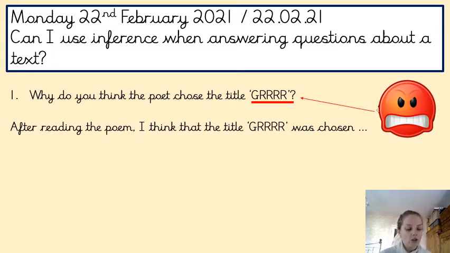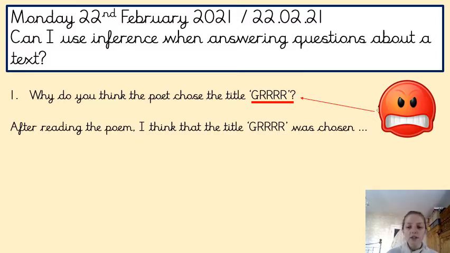Now the title of our poem is Grrr. Now think very carefully about the emoji that I've got on my board and the question that I'm about to ask. So the question says, why do you think the poet chose the title Grrr? Okay. So looking at the emoji that I've put on my screen, why might the poet have chosen Grrr as their title? So you will have read the poem, you will have recognised what the poem is about, what emotion might be involved in the poem. So what emotion could you think that this person is in? Why do you think that she chose the title Grrr?